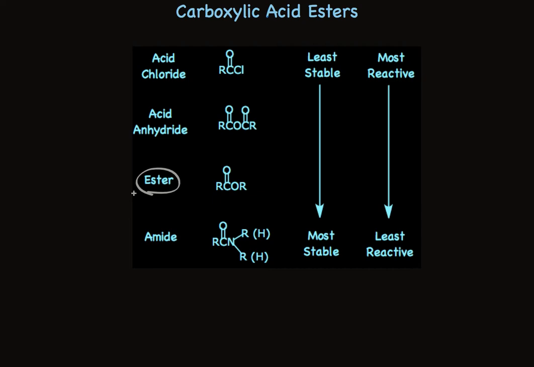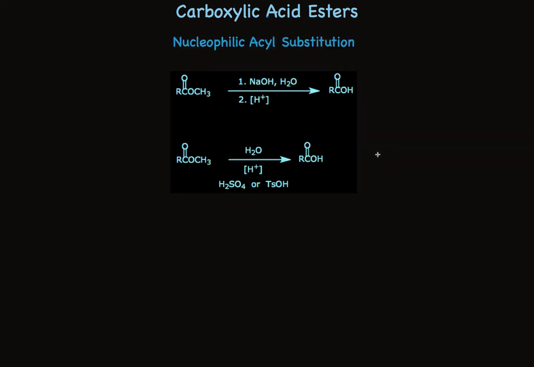They're much more reactive if you want to make an amide by reaction with an amine. But esters can be converted into carboxylic acids in very good yields. Both basic conditions and acid conditions work. Using aqueous acid, we're looking at the reverse of the Fischer Esterification.